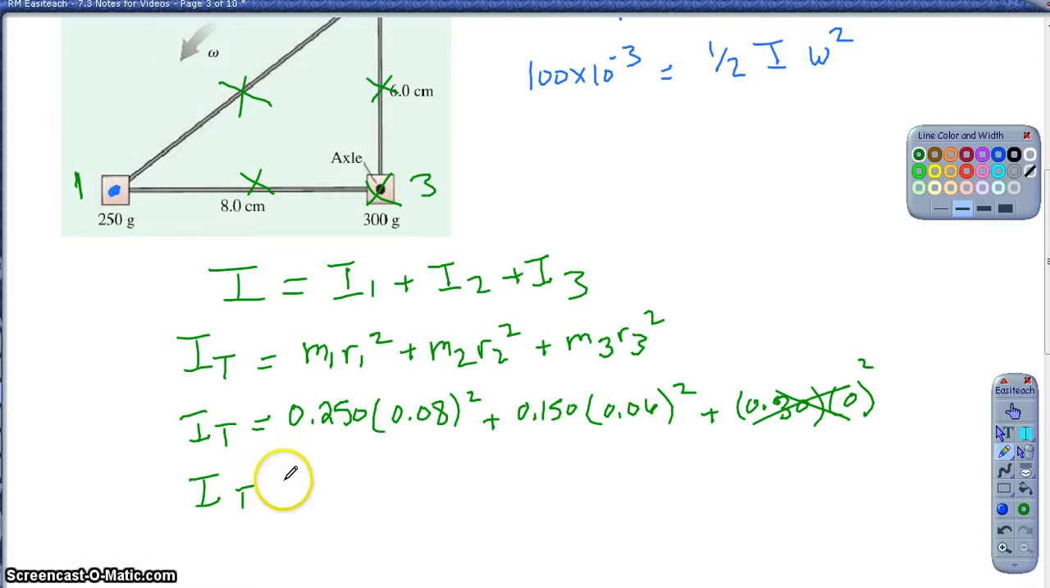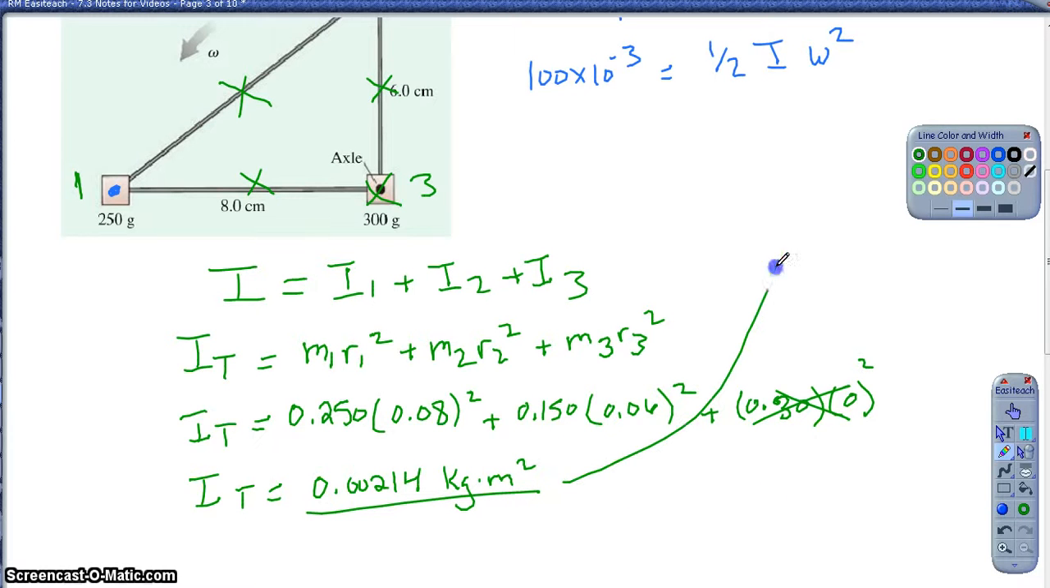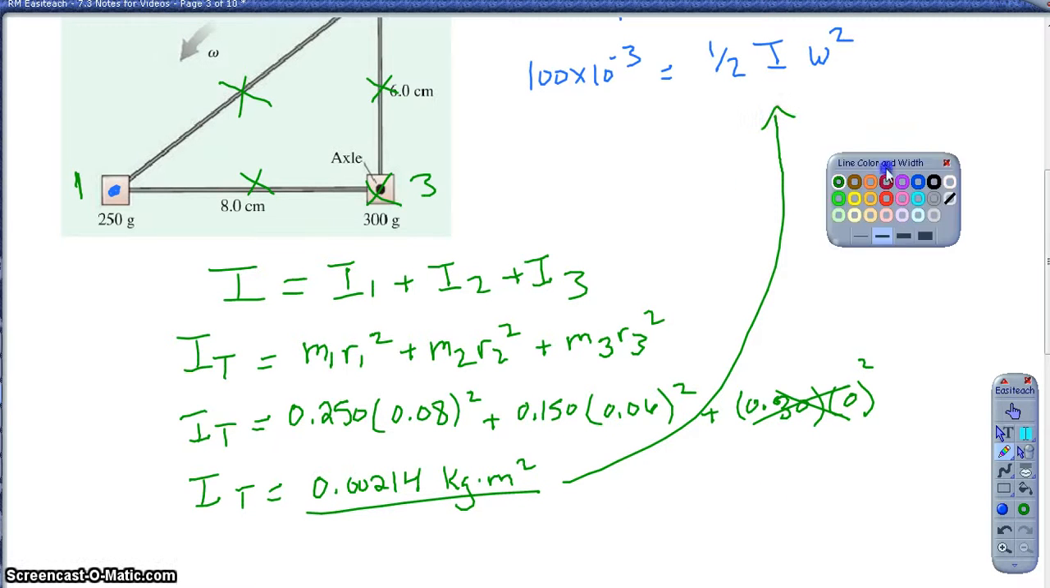And so when I do that, I get about 0.0021214 kilograms times meter squared. So that's the moment of inertia for this structure, and as soon as I find the moment of inertia, it's easy enough to solve this problem, right?